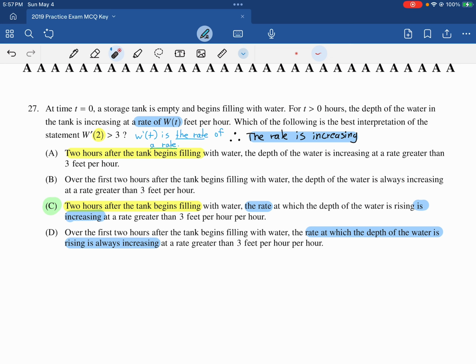This 2 really means that at the time 2, or 2 hours after we started filling the tank with water, something happens with the level of the water or the rate of the water. So this narrows it down right away to A or C. Then I'm looking for what's happening at that specific time. Since W of t is a rate, I need something that says the rate is increasing because I have a positive value here. Notice that C and D at some point talk about a rate increasing. The only one that includes the time of 2 and a rate that's increasing is choice C, and you pick choice C.